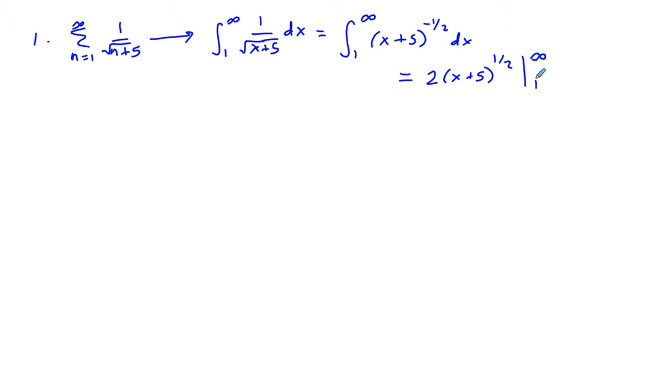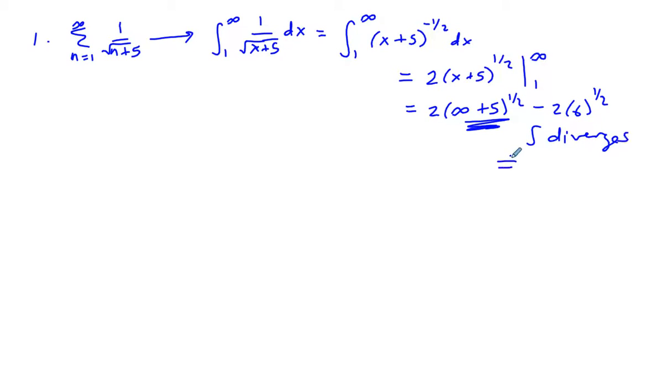Technically, we're going to evaluate this from 1 to t, limit as t goes to infinity, but we should recognize that if we were to try substituting in the infinity, we'd get 2 times (infinity plus 5) to the half, minus some value, it looks like 6 to the half. Doesn't matter because this piece is off to infinity. So the integral diverges. Therefore, the sum diverges. And that's the nice thing about the integral test. If the integral diverges, so does the sum. If the integral converges, so does the sum.